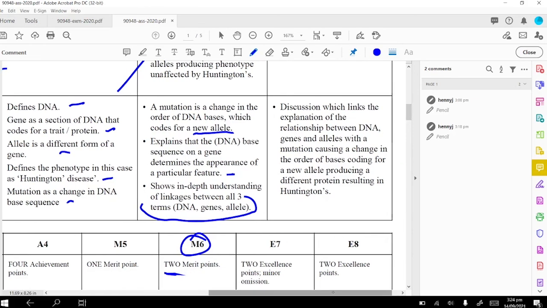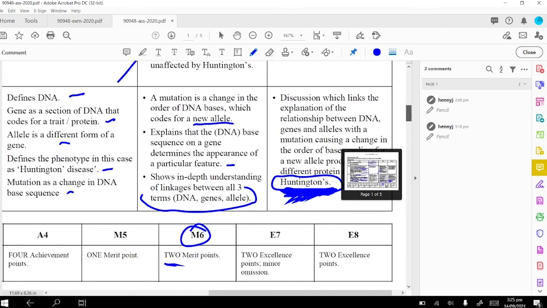And lastly, to get E, a discussion which links the explanation of the relationship between DNA, genes, and alleles with a mutation causing a change in the order of the bases, coding for a new allele, producing a different protein, resulting in Huntington's. And if I have to be really honest with you, during my verbal discussion that we just did, I didn't refer back to the disease enough. And because of that, I wouldn't have gotten my E. Okay. But there you go. Very easy.